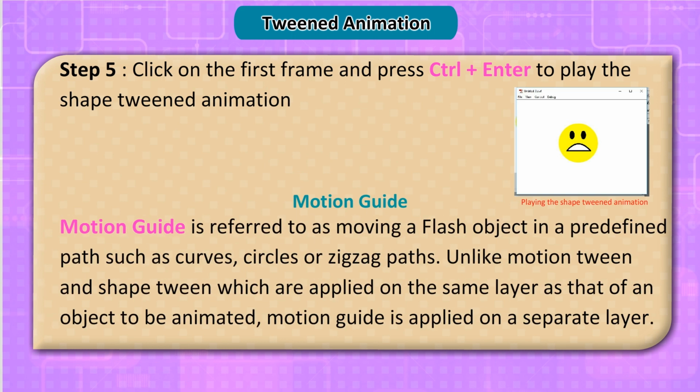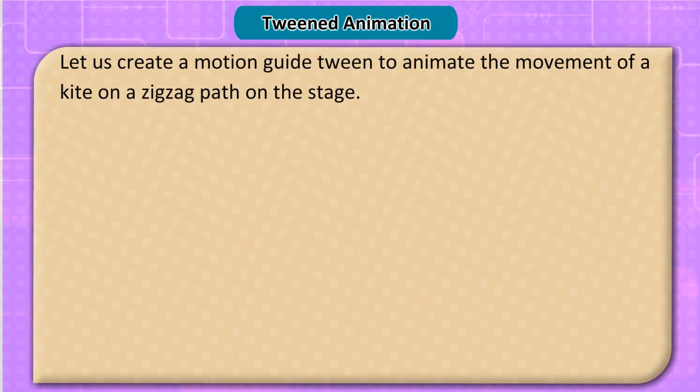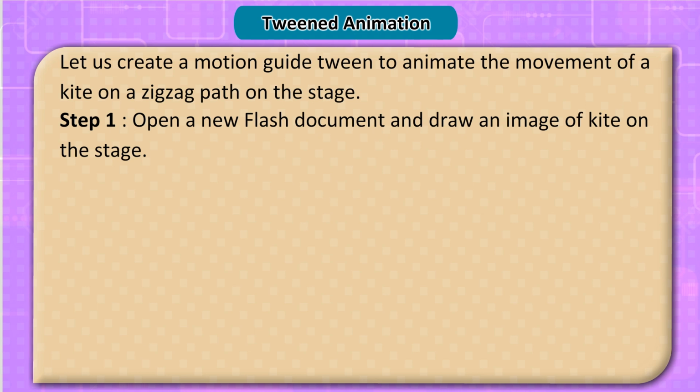Motion guide. Motion guide refers to moving a Flash object along a predefined path such as curves, circles or zigzag paths. Unlike motion tween and shape tween, which are applied on the same layer as that of the object to be animated, motion guide is applied on a separate layer. Let us create a motion guide tween to animate the movement of a kite on a zigzag path on the stage. Step 1. Open a new Flash document and draw an image of a kite on the stage.